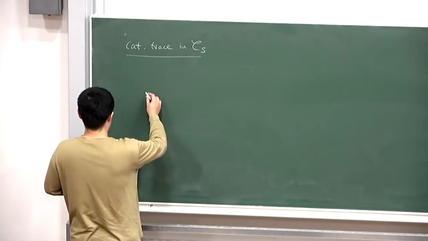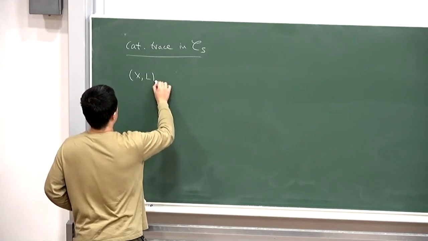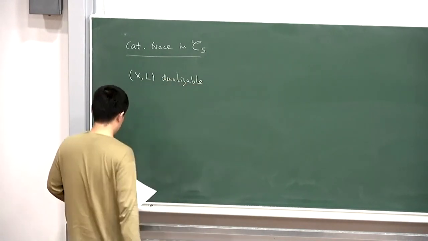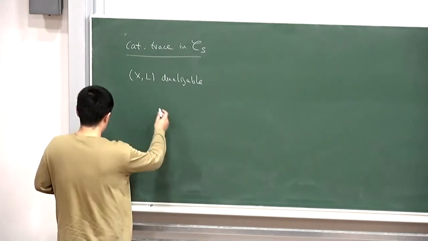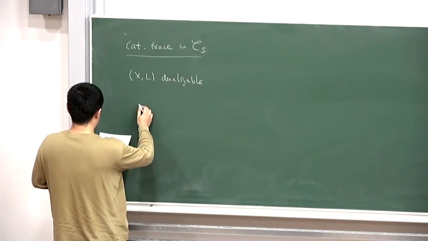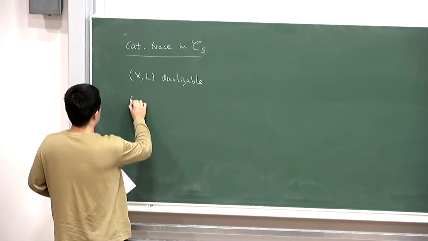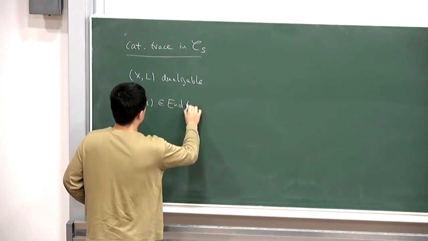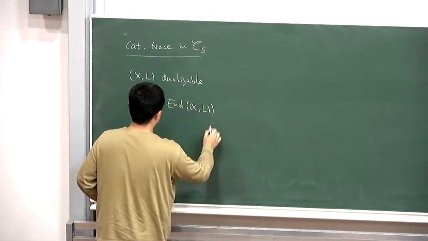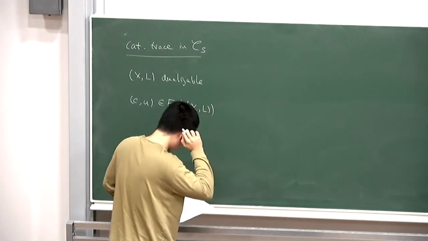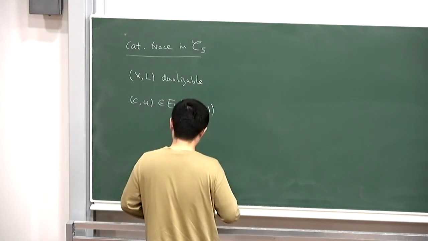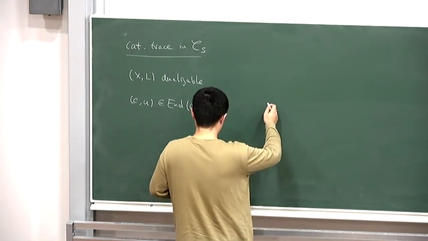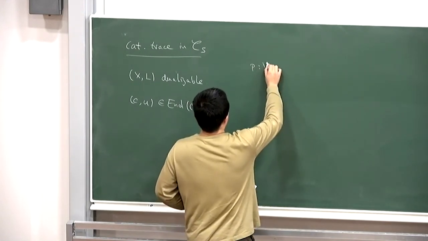So if X, L is dualizable, which means universally locally acyclic, and I take an endomorphism of this thing. Actually, we use a variant of the categorical trace. So let's write p from X to S.